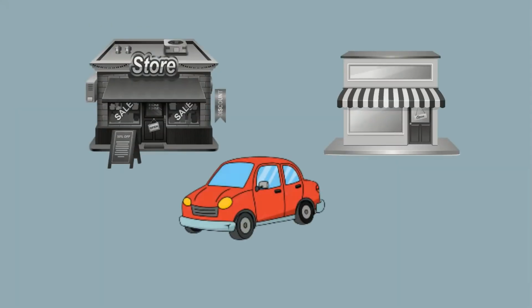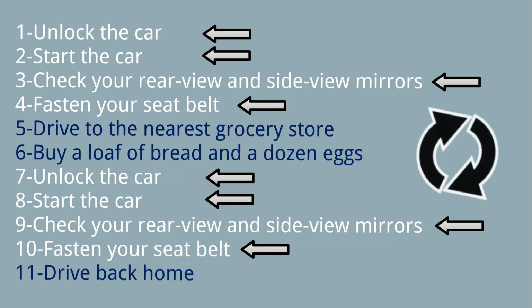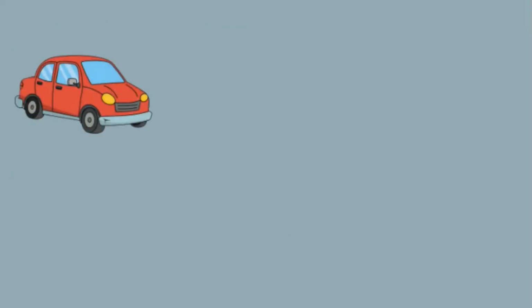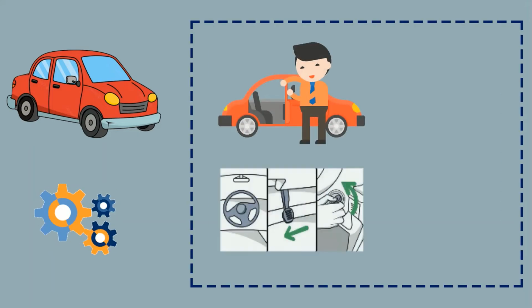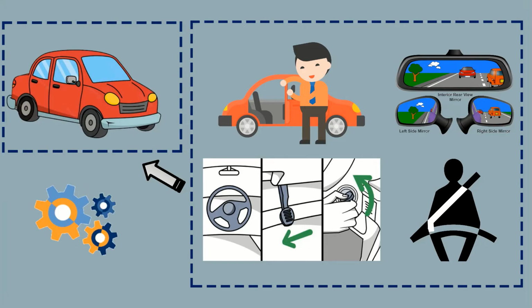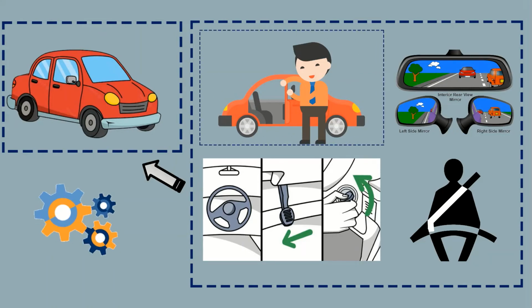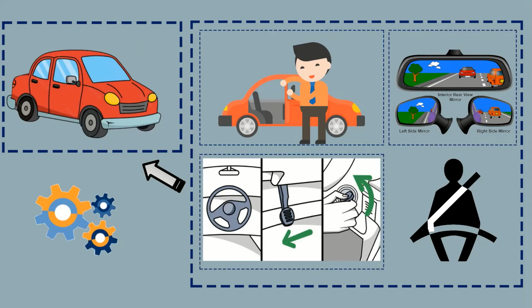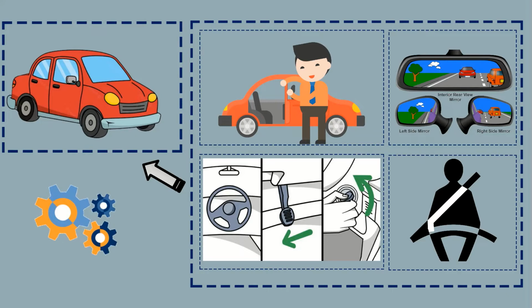Imagine if you have to stop off at another store as well, then you are repeating these steps again and again, which is of course not efficient. So what we do is we define an object and its functions in something we call a class. So it will be something like a class of an object, and the object will be the car. For example, we define car as an object and its class will have functions of unlock the car, start the car, check your rear view and side view mirrors, fasten your seatbelt.